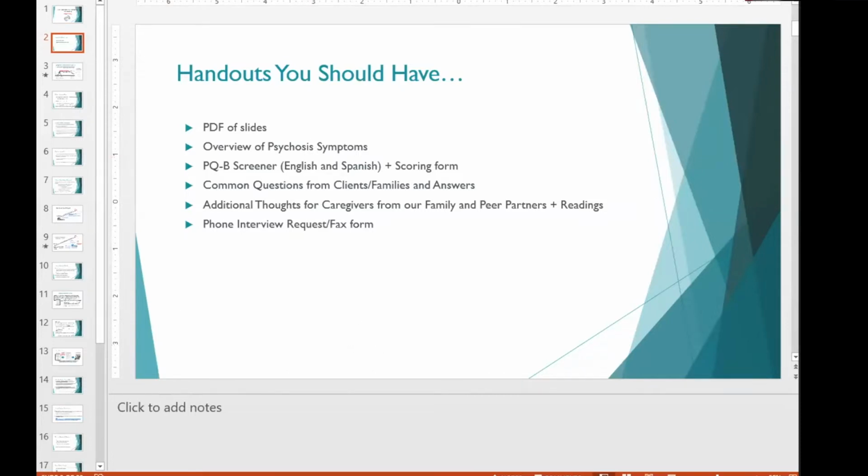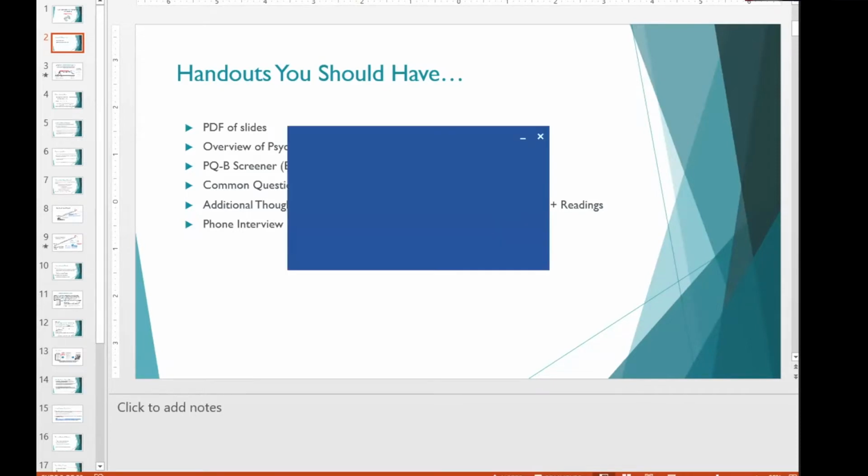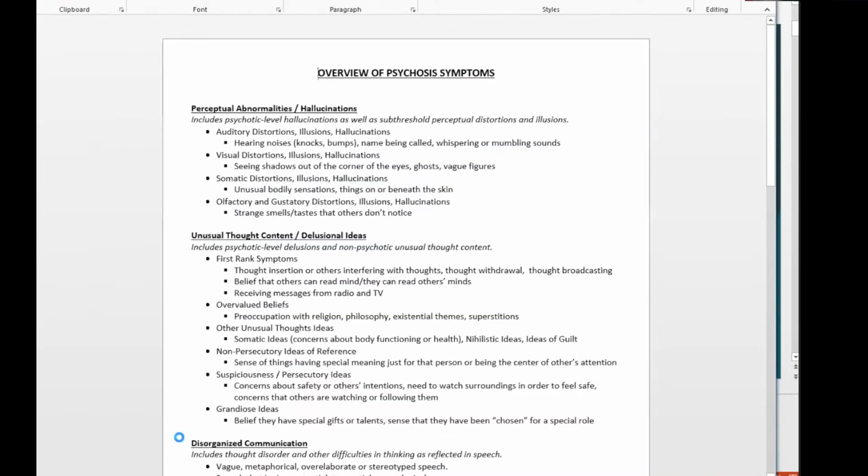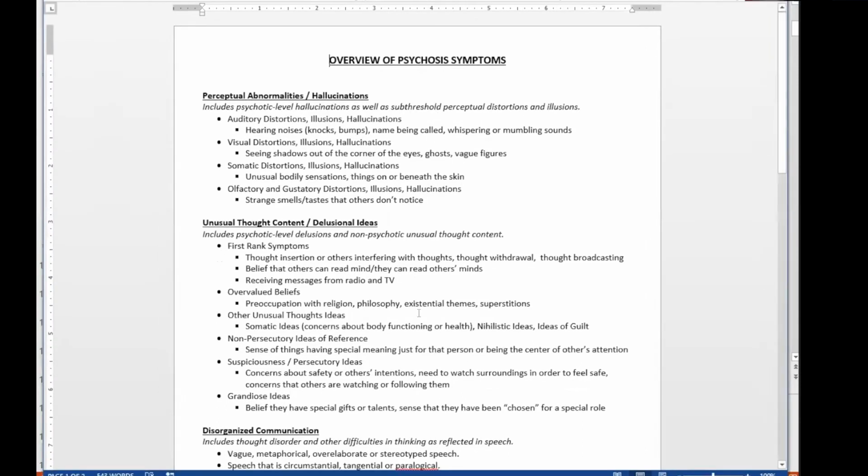Then we have the overview of psychosis symptoms. So this is a Word handout. It's opening for you right now, that is, again, in the materials that you can access. So you can see overview of psychosis symptoms. Now, for those of you who attended the SIPS and SKID training or have watched those videos, you are going to recognize a lot of this language. Perceptual abnormalities, hallucinations, psychotic level hallucinations, as well as subthresholds. So some examples.